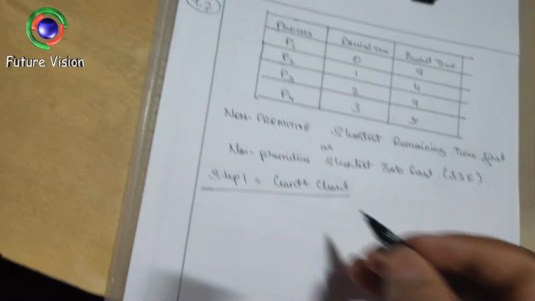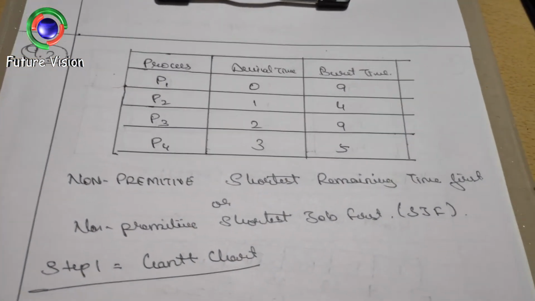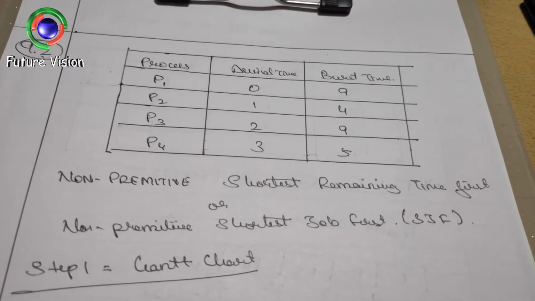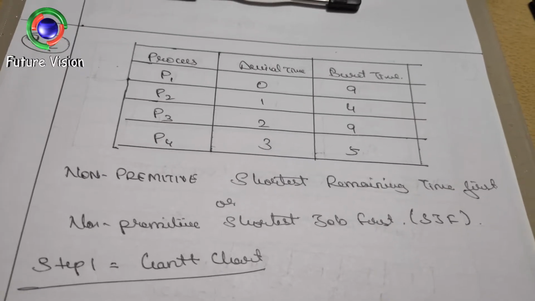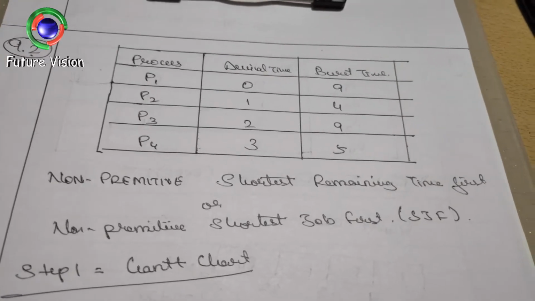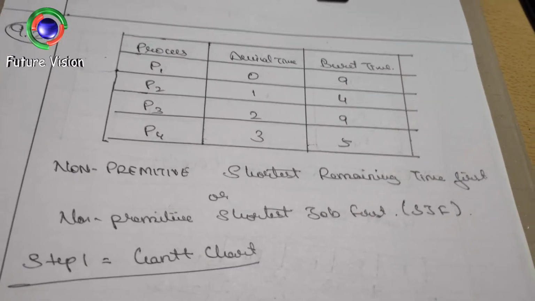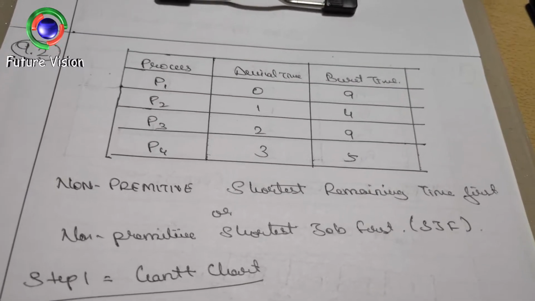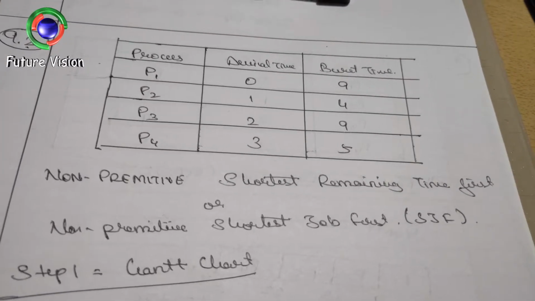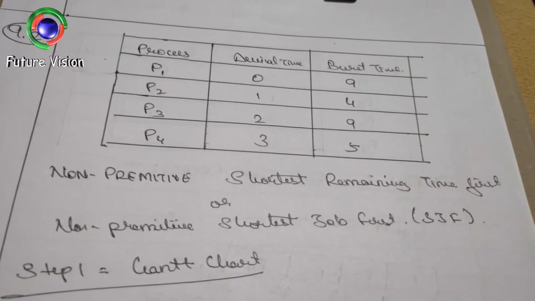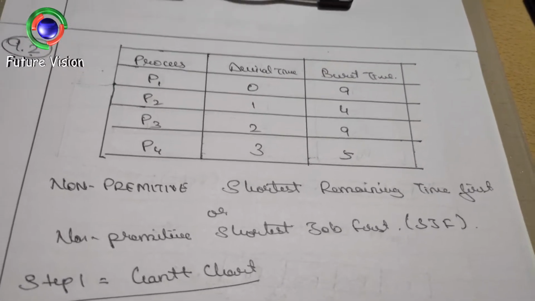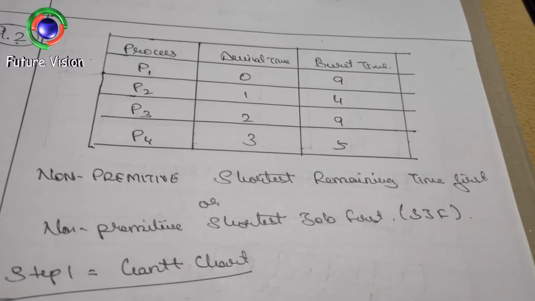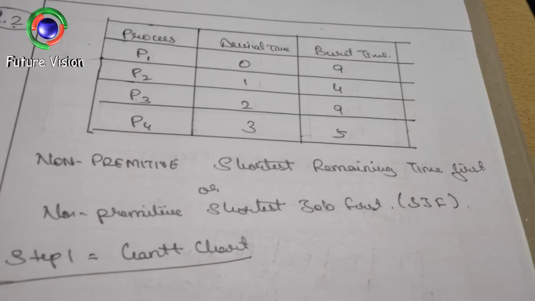Here in non-preemptive, the processor doesn't have the capacity to stop or preempt a process during its execution. Consider P1 arrives to the ready queue at 0th millisecond. It will execute completely till 9th millisecond. The processor cannot stop or preempt P1 from executing unless its burst time is completed, that is 9th millisecond.